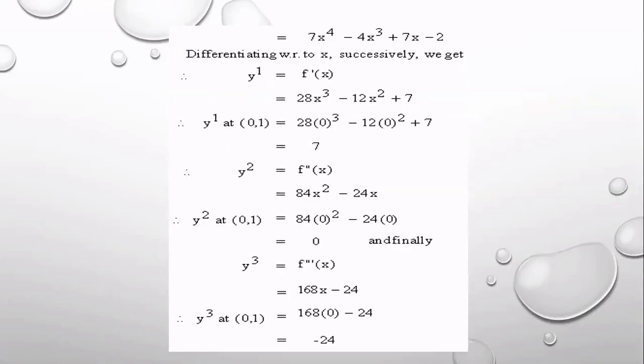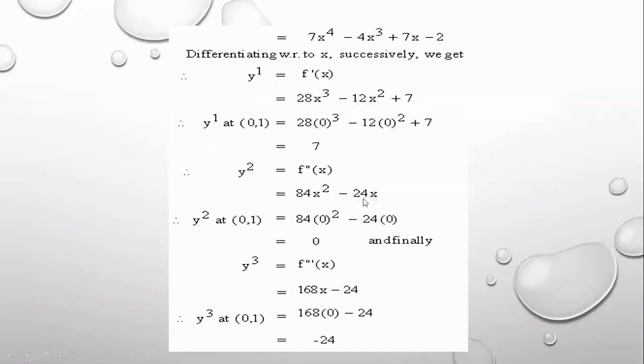So y dash means first derivative. 7 into 4, 28 x cube, minus 12 x square plus 7. Then you put the 0 value for the x, then it should be 7. So what they told you, y-intercept should be 7 for the graph sketching. I will explain later. So here f2 dash, you see 28 into 3, 84x squared minus 24x.